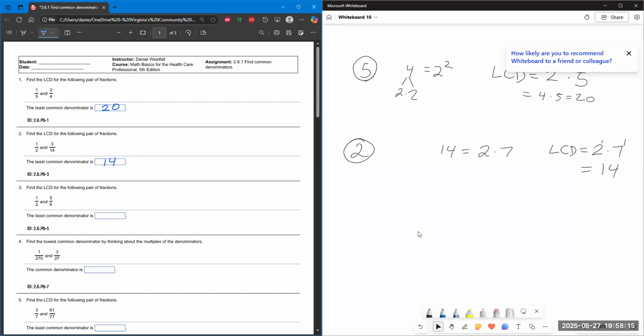Likewise, 2 divides into 6 evenly, so my common denominator here will be 6. 27 divides into 270 evenly 10 times. The common denominator will be 270. 7 divides into 77 evenly, so the common denominator will be 77.